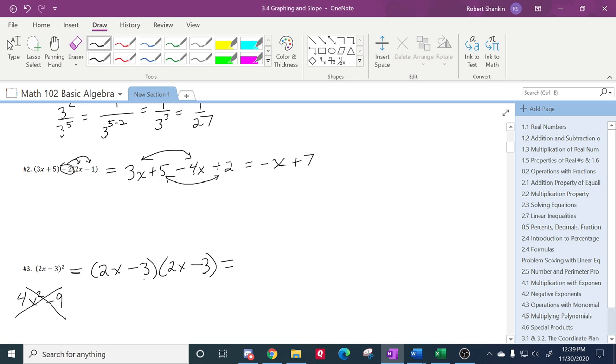Distribute out. Now I'm going to do this little shortcut method. Now I can do it all in my head. 4x squared minus 6x minus 6x is minus 12x plus 9. So you can see if I had just distributed that exponent, I'd have a very different answer. Okay, a little feedback on numbers 2 and 3.